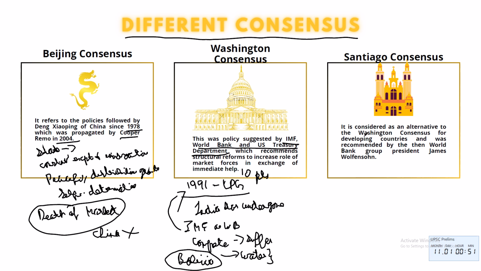Santiago consensus. It is considered an alternative to the Washington consensus, in particular for developing countries, and was recommended by the then World Bank Group President James Wolfensohn. It clearly focuses on economics as well as social inclusion.